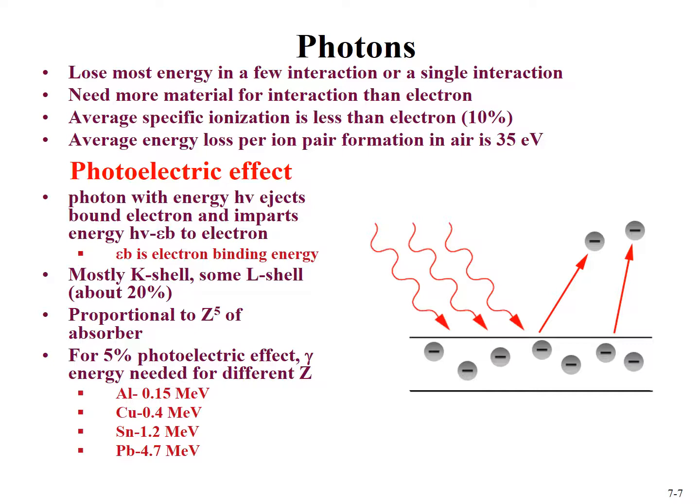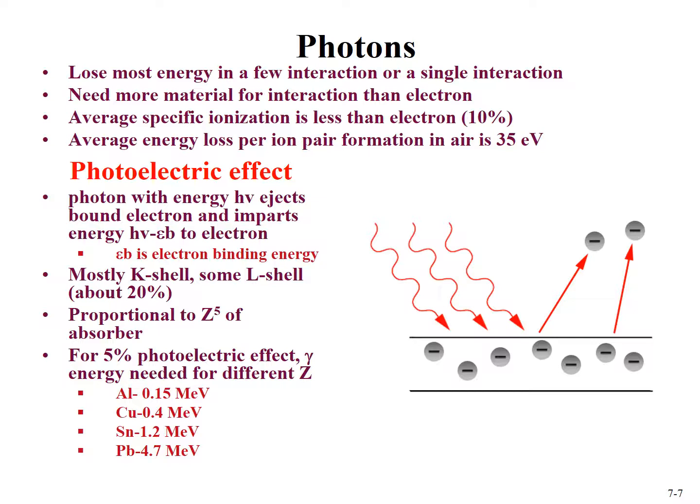Unlike the previously described charged particle interactions, photon interactions with matter vary. They have some different properties. One of these being that photons can lose most of their energy in a few interactions or a single interaction. You also need more material for interactions than an electron, or for charged particles for that matter. And the average, similar to the other reactions, however, the average energy loss per ion pair formation is about 35 electron volts in air. Photon interactions with matter can be divided into three areas.